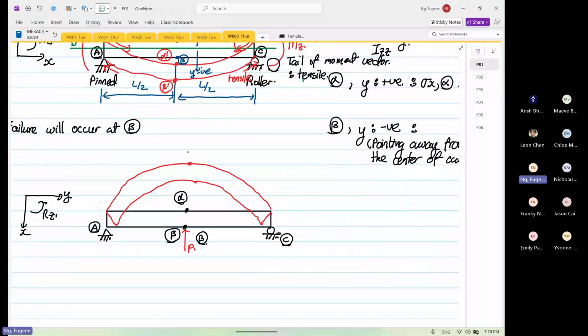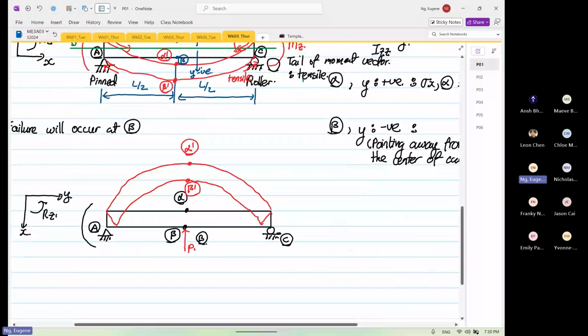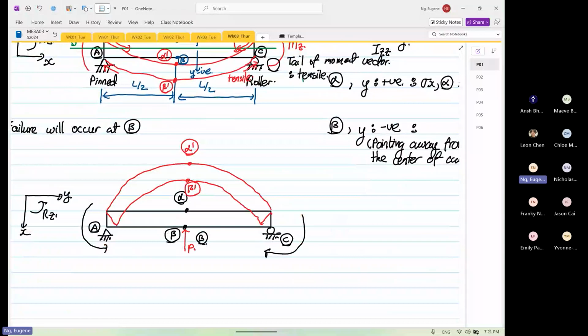So at this point over here, this is our alpha prime, and in this case, this is our beta prime. And if we look at our moment vector, it is now in this direction. So this is in compression, the head of the moment about Z. And the tail end is in what? Tensile. The tail end is in tensile.